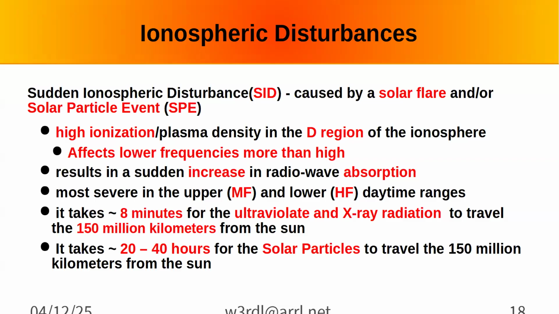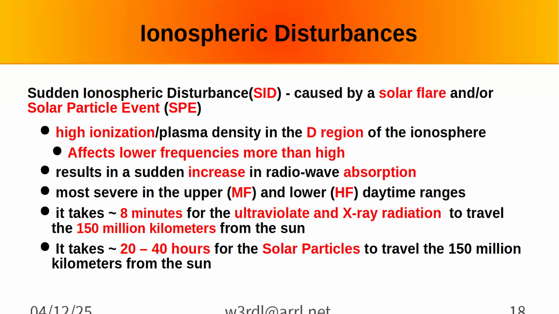Actually, I think I should move those things up. There are 3 layers: the D layer, the E layer, and the F layer. And the F layer in the daytime with a lot of solar activity splits into F1 and F2. At night, it collapses back to the F layer, which is lower altitude, and the D layer disappears. So you don't really have a D layer at night, and that's the one that absorbs all the low band HF during the daytime.